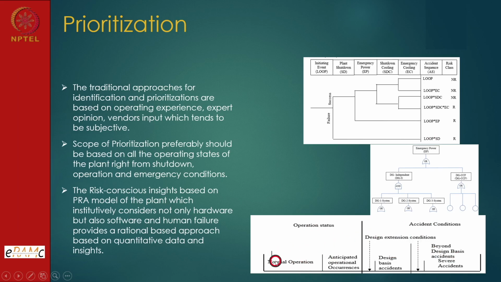Normal operation is the plant operating at rated capacity or even some lower capacity, and anticipated operational occurrence also comes. So this is an anticipated operational occurrence, loss of offsite power, and then design extension condition and design basis accident. All the plants are designed for certain conditions, and now there is this new paradigm, beyond design basis accident, severe accident. Earlier it was design basis accident and beyond design basis accident. Now it is design basis accident and severe accident condition, which has been added, so that becomes the area of accident condition.